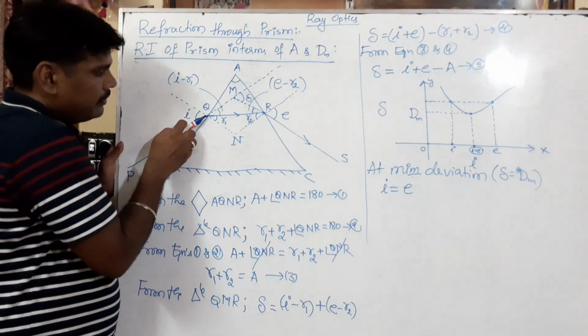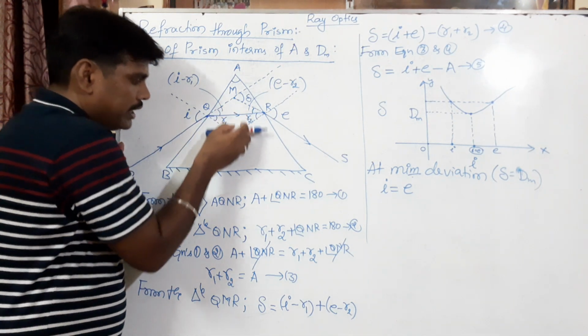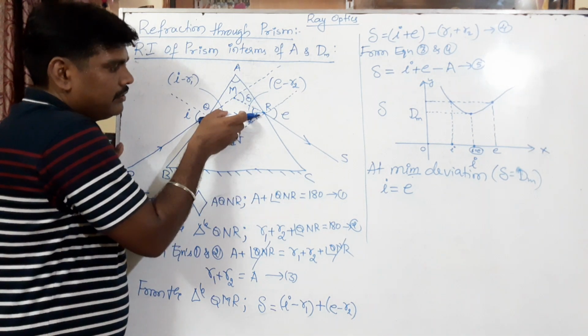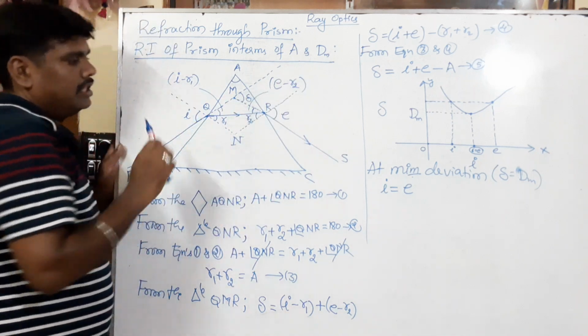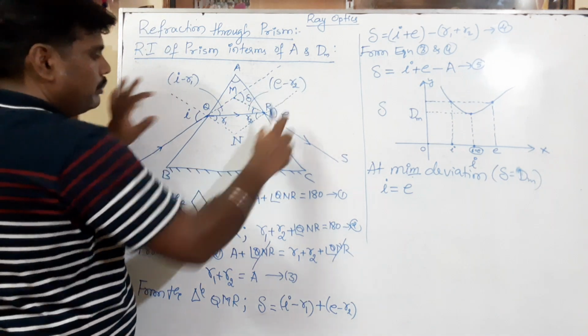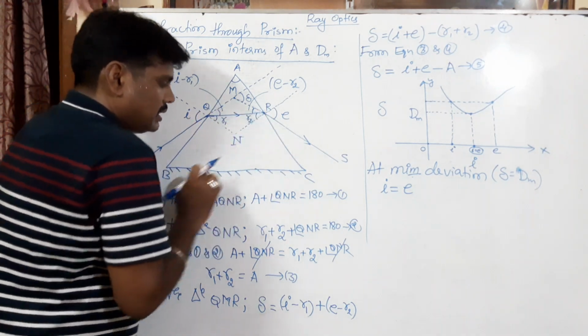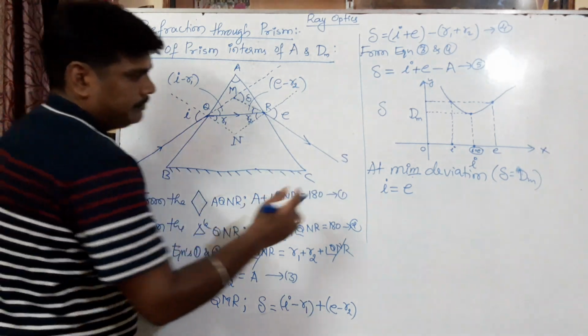So while drawing the refracted ray, one should draw the refracted ray parallel to the base of the prism. If it is parallel to the base of the prism, at that time only the angle of emergence and angle of incidence must be exactly equal. So at minimum deviation only, the refracted ray is exactly parallel to the base of the prism. This is the condition.